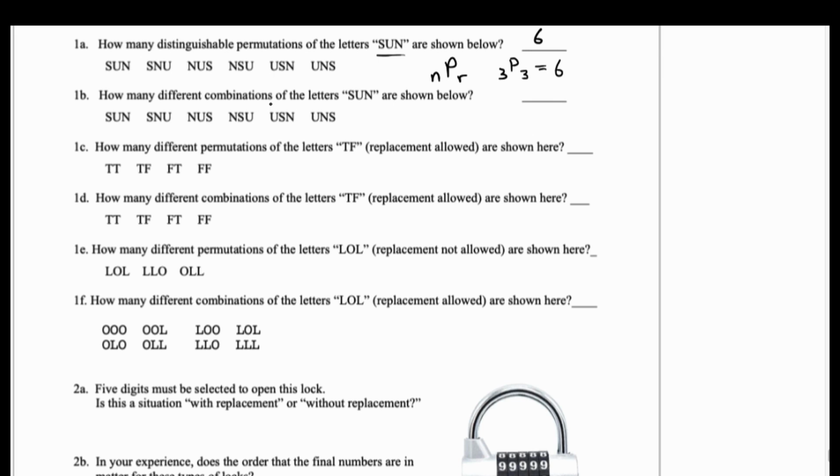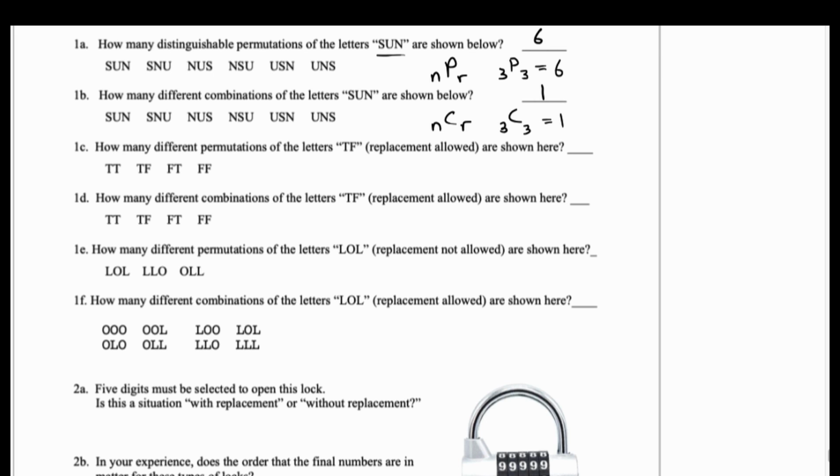Down here, they're asking for combinations of the same letters, and we said that even though these are all in different orders, they are actually the same combination because the same objects or letters are involved. And the formula for that without replacement would be nCr, and that would be 3C3 on the calculator, and that turns out to be 1.